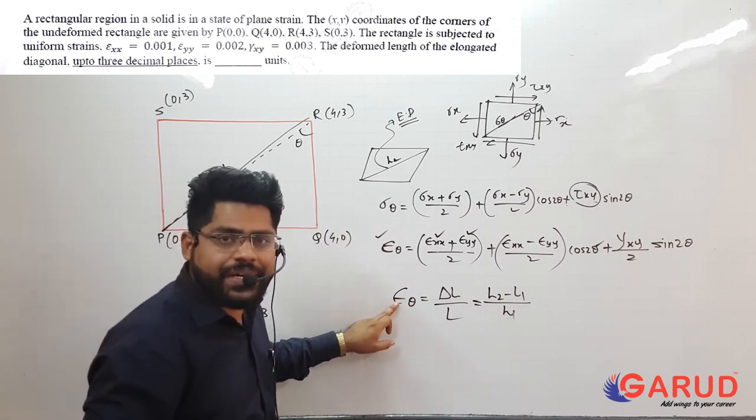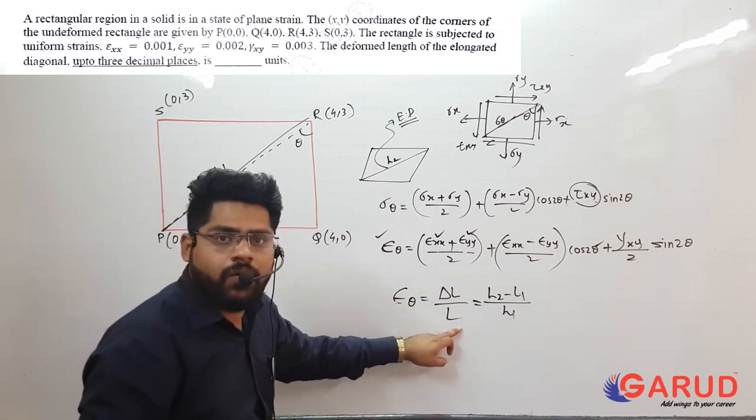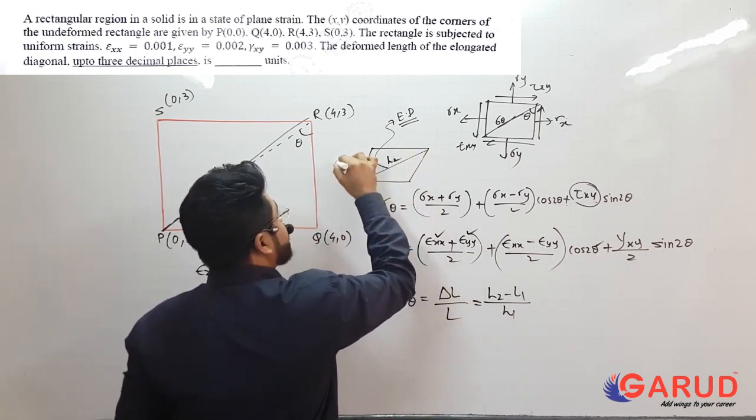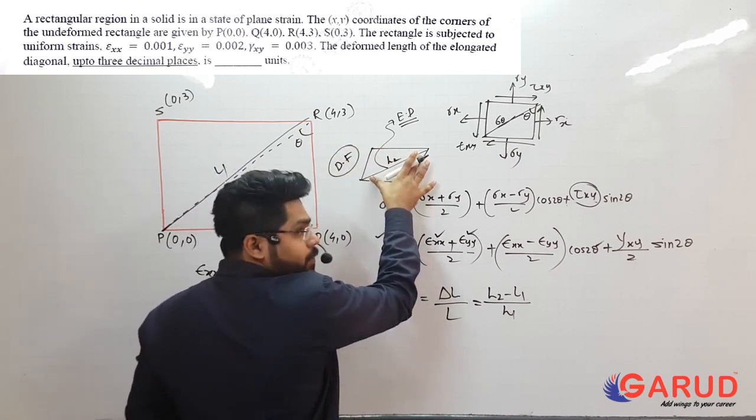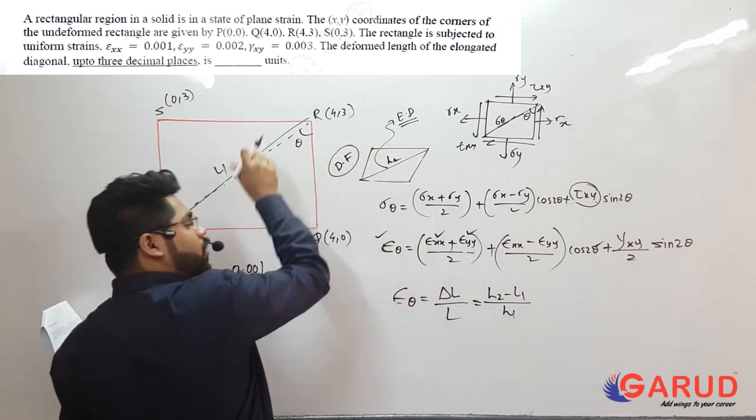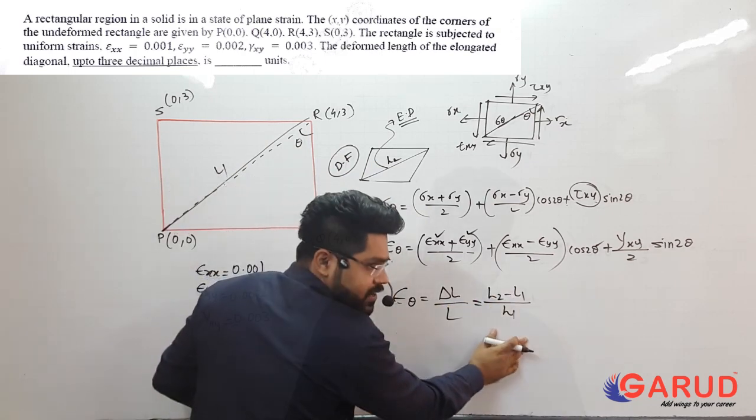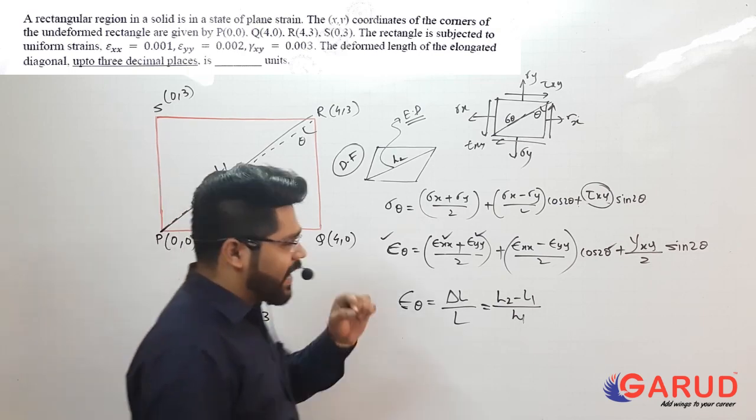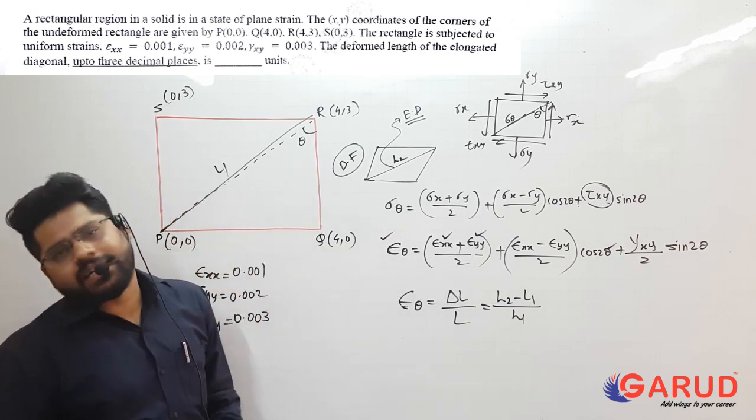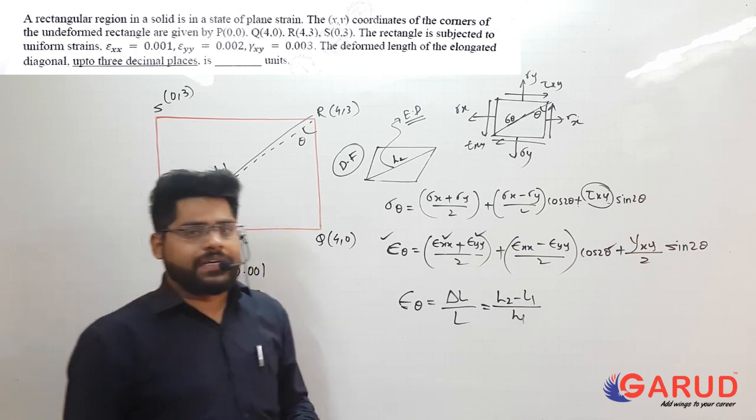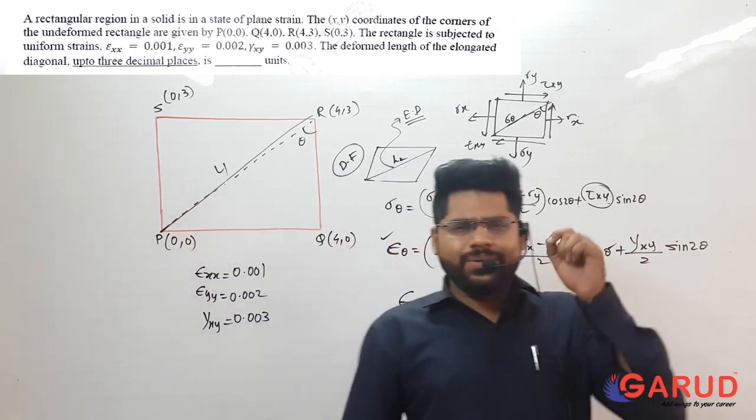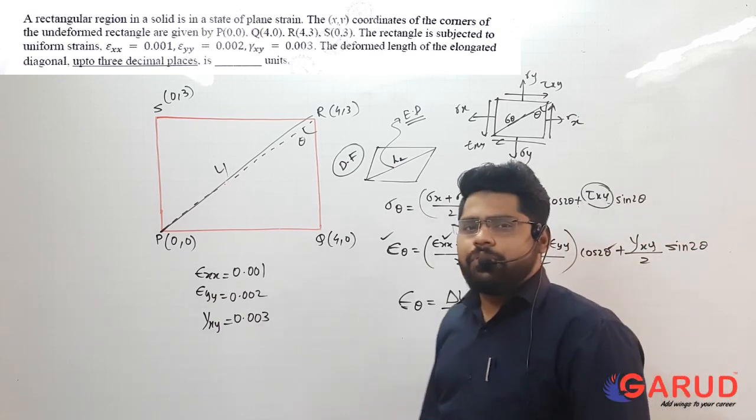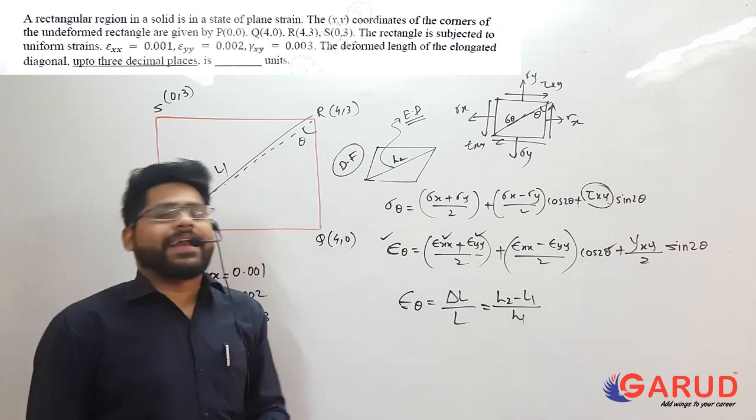Once you get the value of epsilon theta, we know the basic formula of strain, that is change in length upon original length. What is change in length in this case? The deformed length. This is a deformed figure. So the deformed length minus original length upon the original length, that is L2 minus L1 upon L1. So epsilon theta is equal to L2 minus L1 upon L1. I hope you get an idea why you need to find epsilon theta, that is nothing but your strain. Because once you get the value of epsilon theta, the strain in that plane, then I can easily find the deformed length of the diagonal.